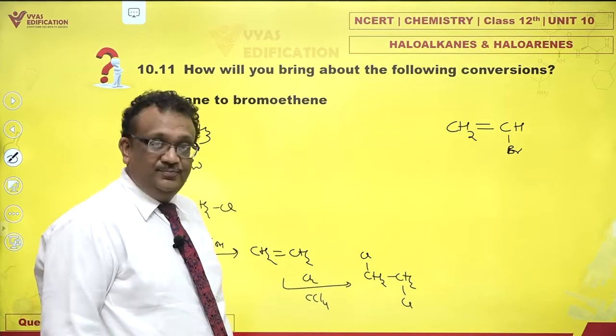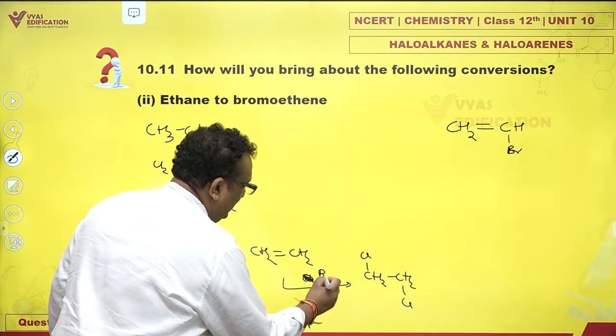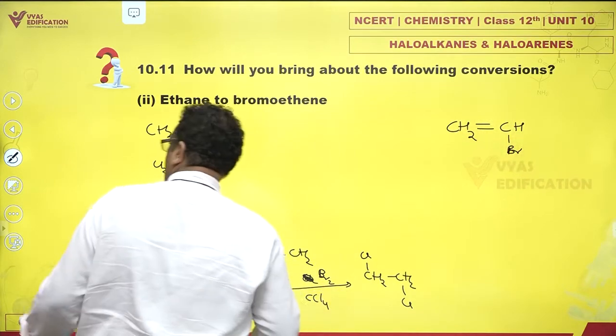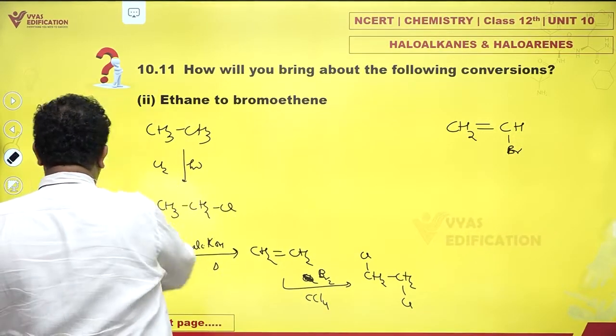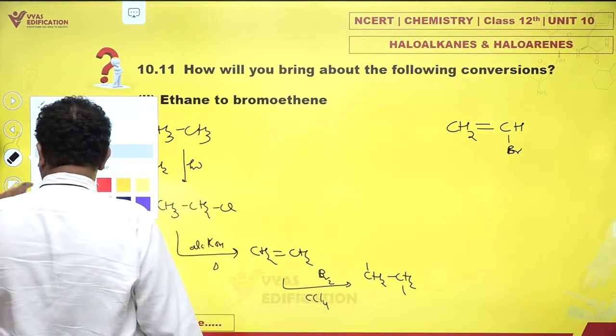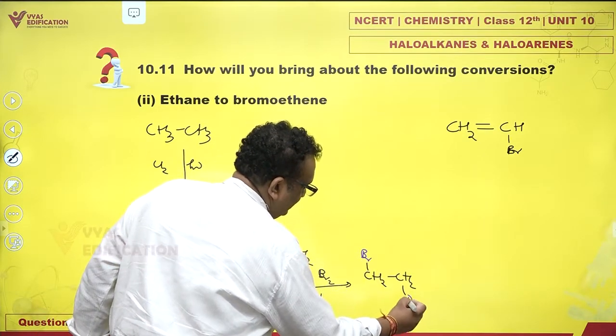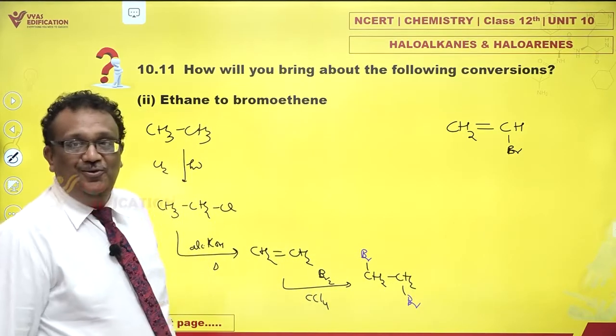Beautiful. No, let me be a bit more rich. Let me add bromine, not chlorine. Why? I need bromo, not chloro, right? So let's not be miserly. So I get Br. I seem to be pretty close, yes.